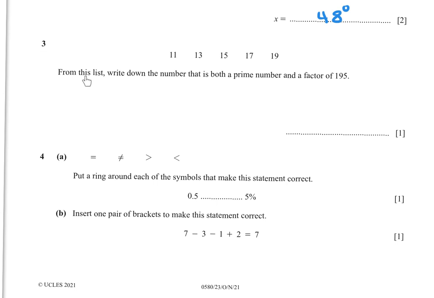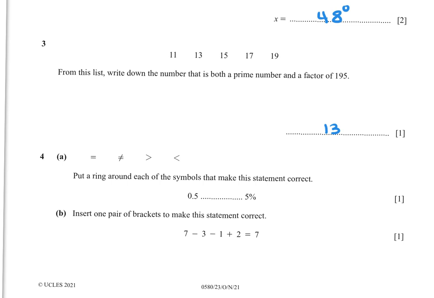Number 3, from the list, write down the number that is both a prime number and a factor of 195. We have the prime numbers in the list 11, 13, 17, 19. Which one of them is a factor of 195? Use your calculator and check. 195 divided by 11 doesn't work. We need a whole number. 195 divided by 13 equals 15, so it does work. So 13 is a prime number and a factor of 195.